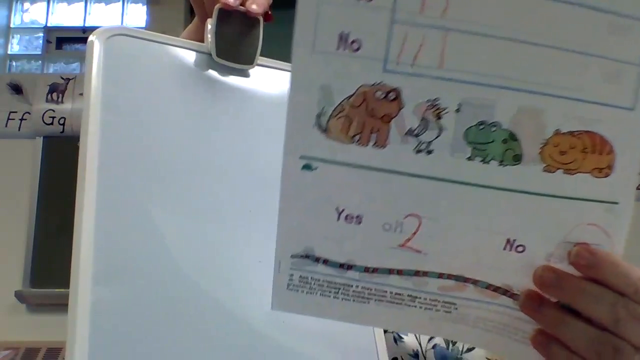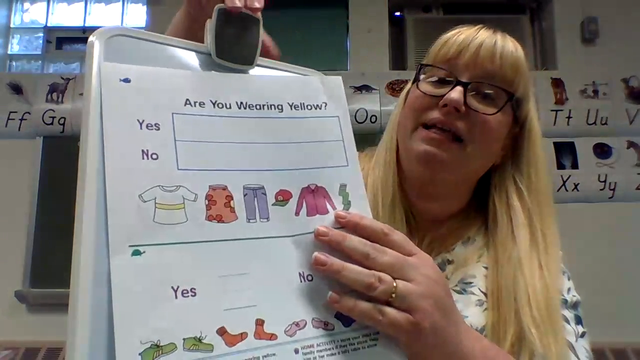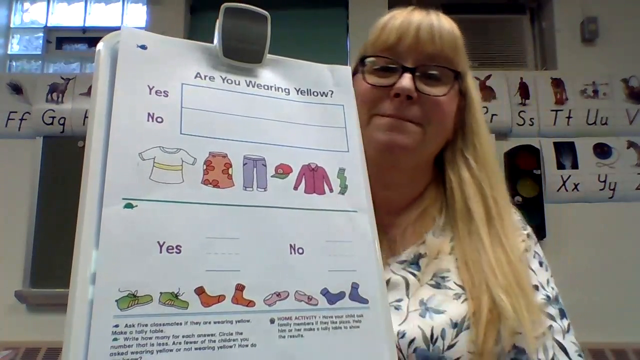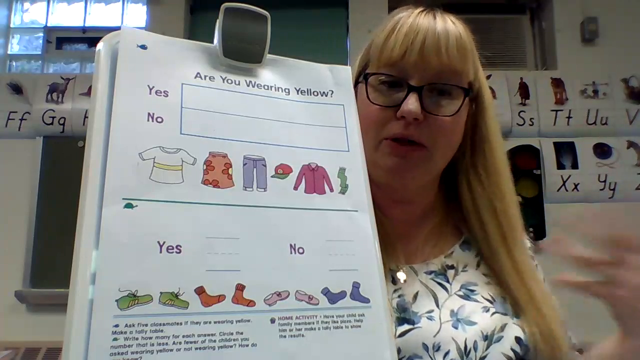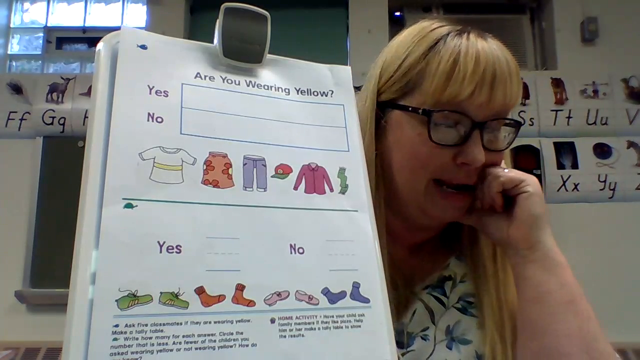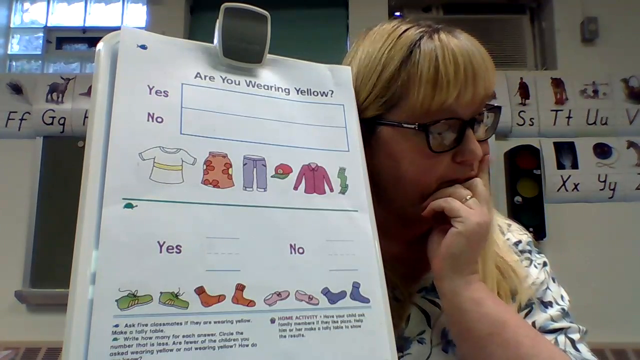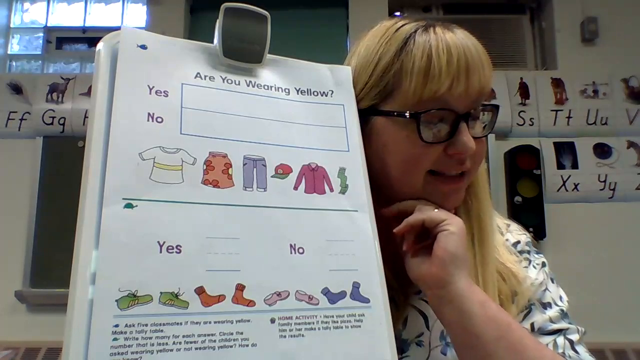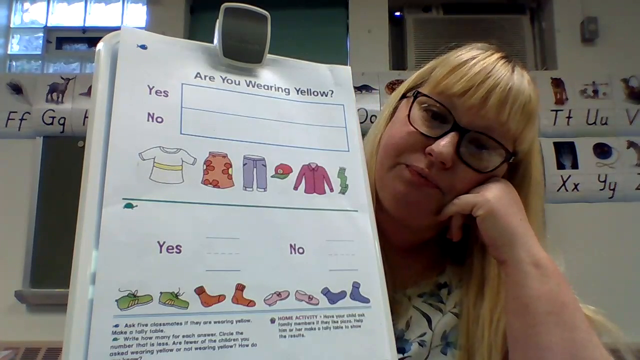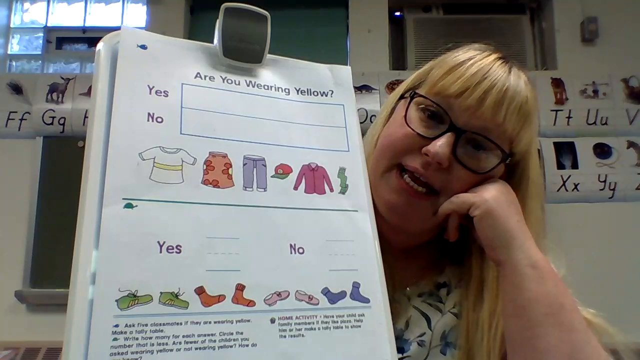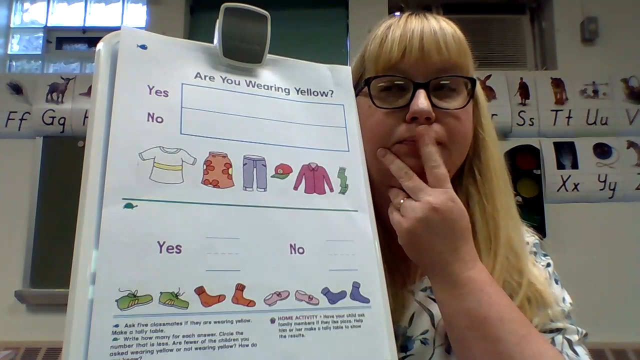Okay, let's flip this over now. This one is a little tricky. Are you wearing yellow? So what can we do for this? I don't know what you're wearing. I have on blue and white today, so I don't have on yellow, so I know I'm a no. It says, for the blue whale, ask 5 classmates if they are wearing yellow. Make a tally table. We would have asked preschool, so we're just going to have to pretend. I know I'm not wearing yellow right now, so I'm going to put a no for me.